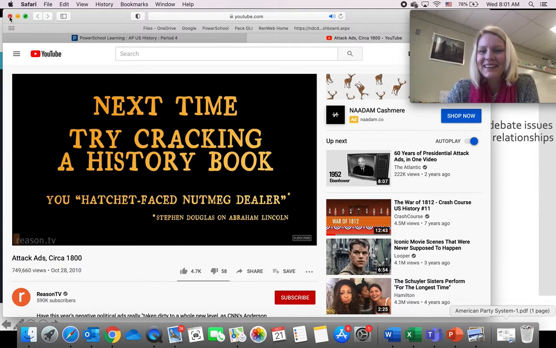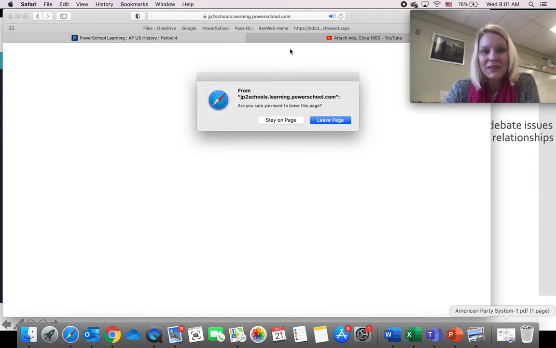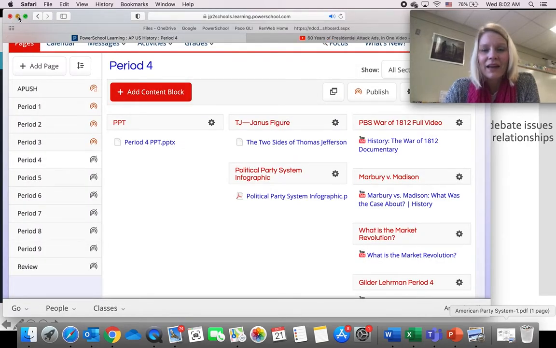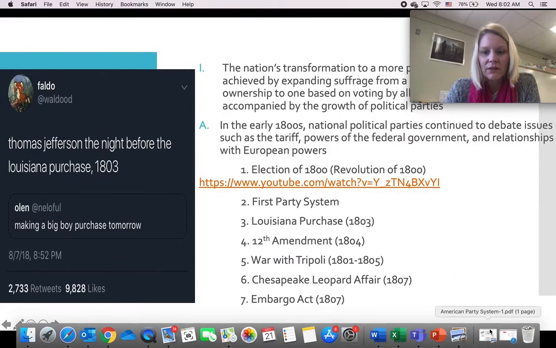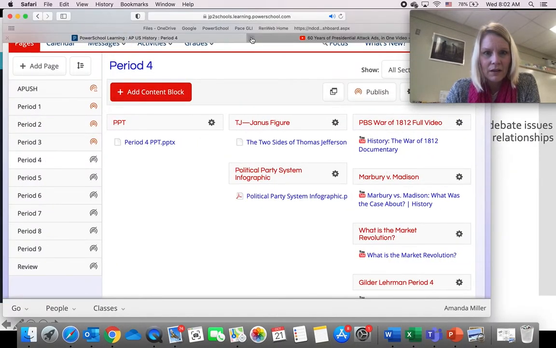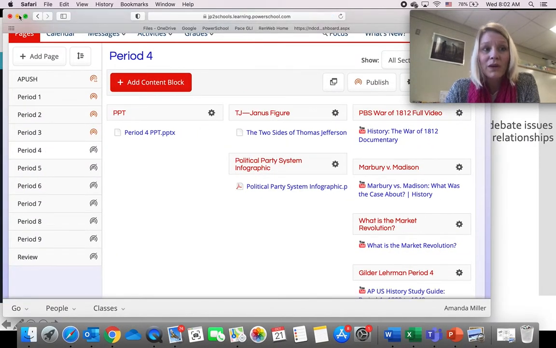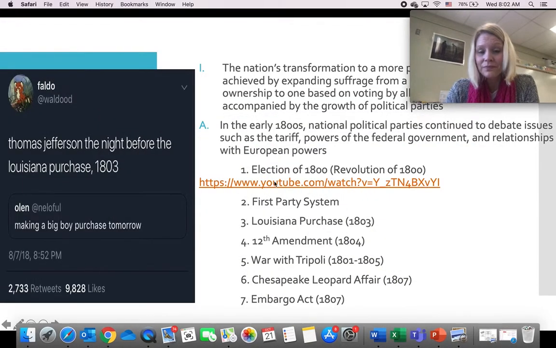All right, so you get the idea. This was nothing new. When we had the election of 1800, the campaigns were just as brutal, just as vicious. Those were actually words that both Thomas Jefferson and John Adams used.